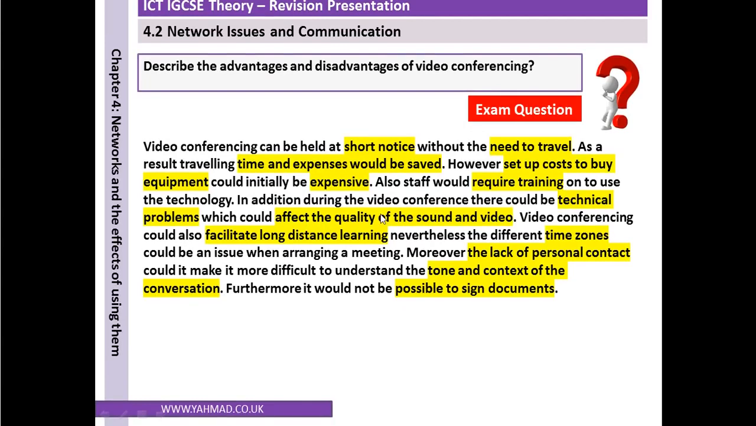In addition, during a video conference, there could be technical problems which could affect the quality of the sound and video. Video conferencing could also facilitate long distance learning. Nevertheless, the different time zones could be an issue when arranging a meeting. Moreover, the lack of personal contact could make it more difficult to understand the tone and context of the conversation. Furthermore, it would not be possible to sign documents.